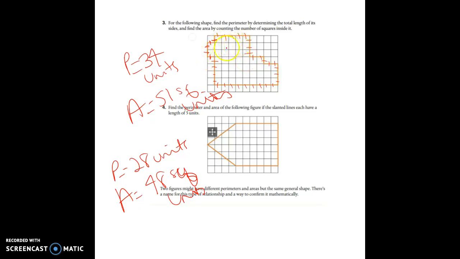51 is if you count the squares. So again, counting a lot of squares can be problematic. So you might want to maybe do this big rectangle first. And you could use multiplication to make that easier. So that's 1, 2, 3, 4, 5, 6, 7. 1, 2, 3, 4, 5. So I pretty much know that's 35.